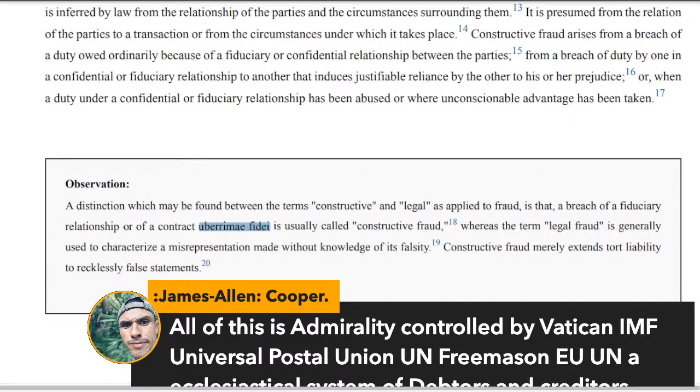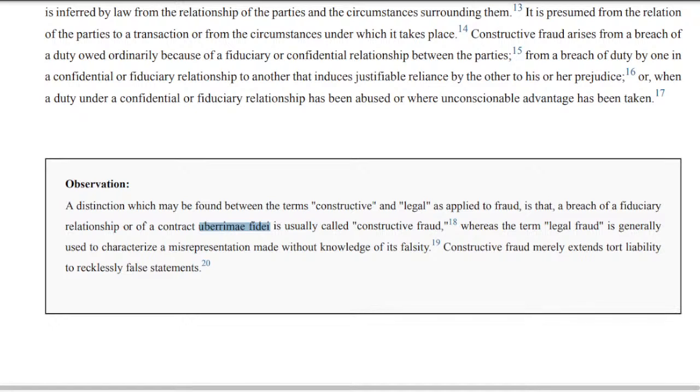All this admiralty controlled by Vatican, IMF, Universal Postal Union, UN. Yeah, UN. Too much on there, isn't it? A system of debtors and creditors. Christ's creditors. He paid debts or sin, past, future. Yeah. Well, it's a debtor system, isn't it? There is no money. There's only debt in their system. Money is created by your own exertions. Money is land, it's skill, it's wisdom.